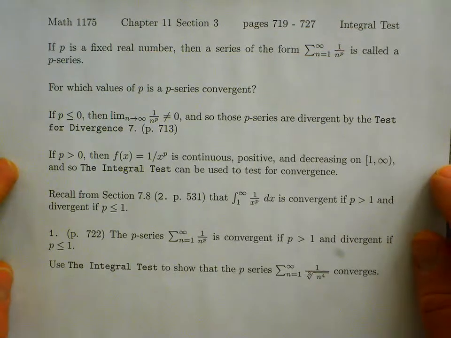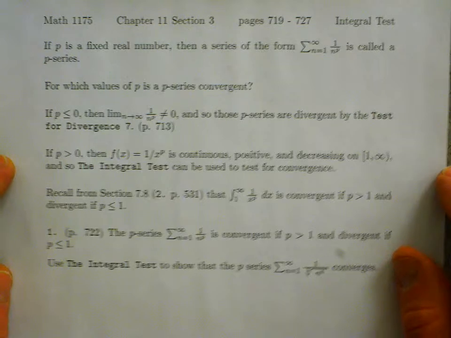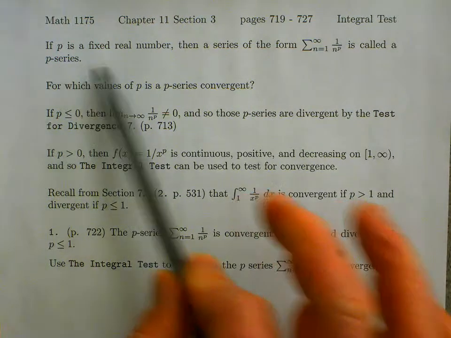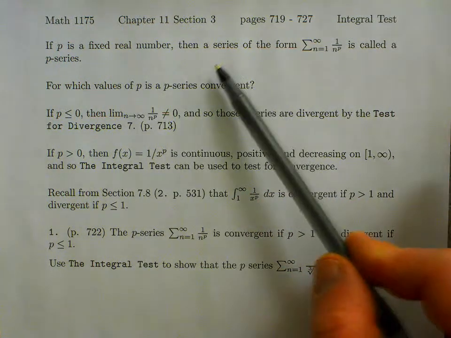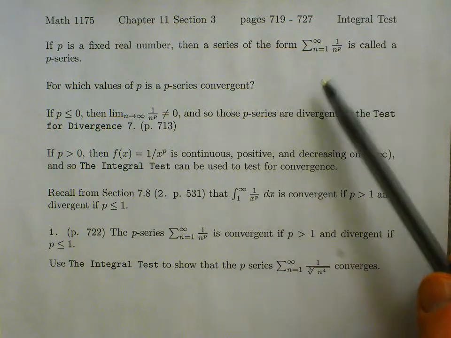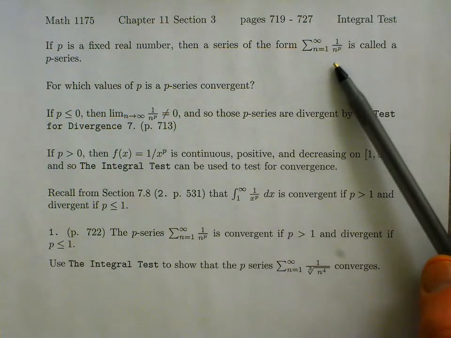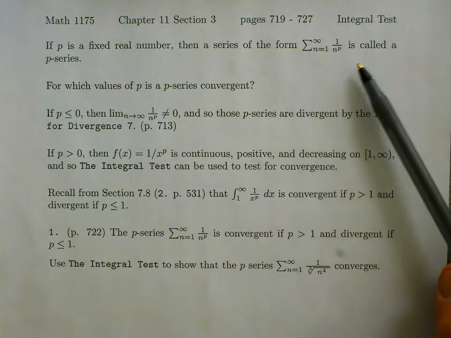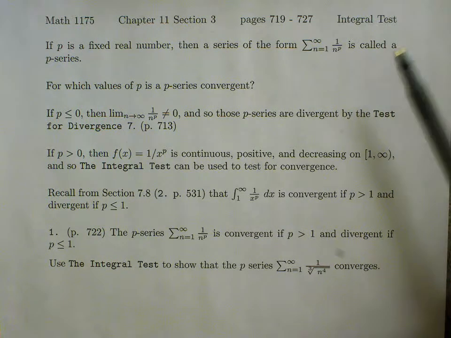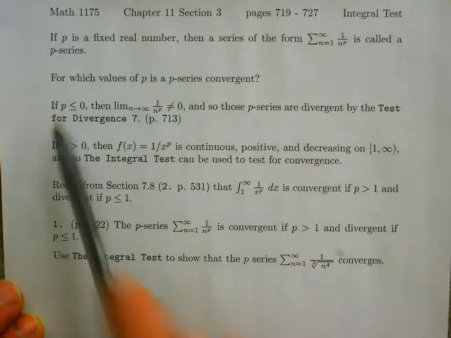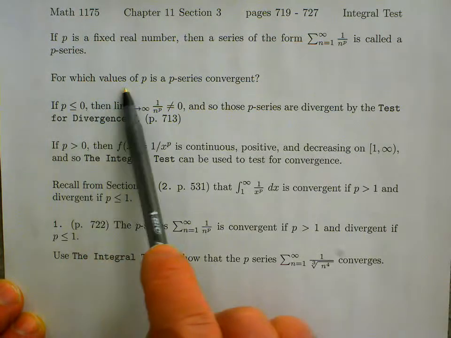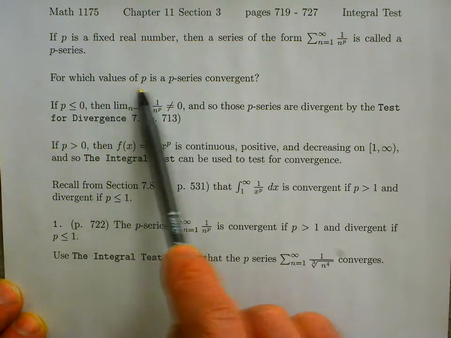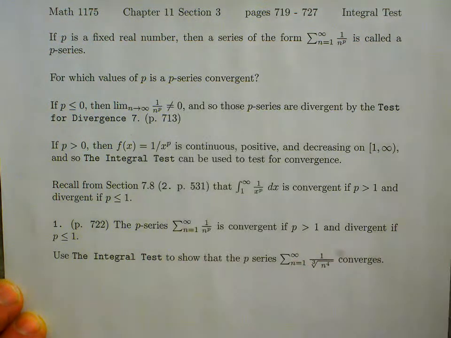Okay, the next page. If p is a fixed real number, then a series of the form 1 over n to the p, where n ranges from 1 to infinity, is called a p-series. And we'll identify for which values of p a p-series is convergent.